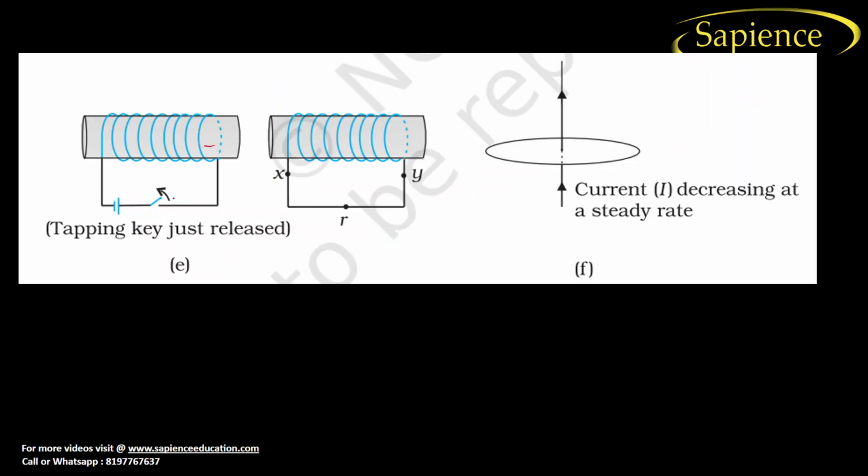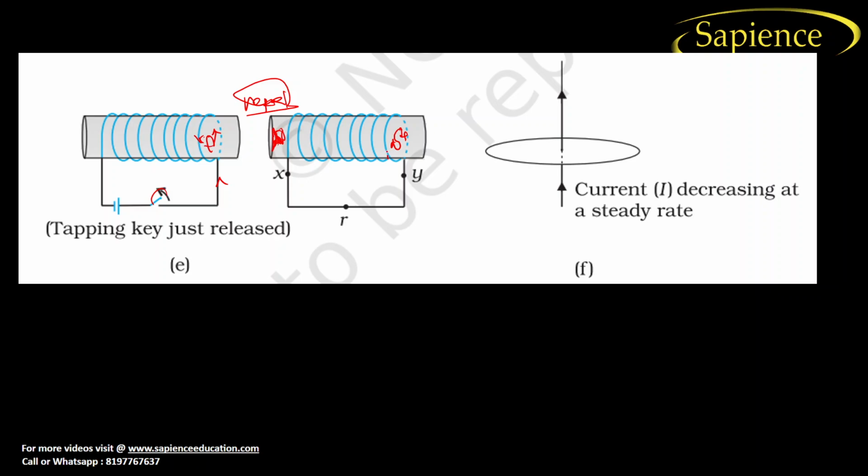Now this one, tapping key is released. So what will happen when the key is released? Current is moving like this, so it will behave as a north pole. So it should behave as a south pole, so that, no, it should also behave as a north pole so that they will repel. Always try to oppose. This is Lenz's law. So this will behave as a south pole. South pole, right?